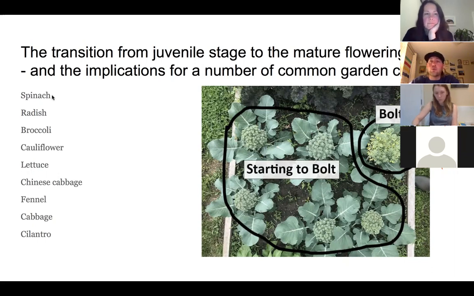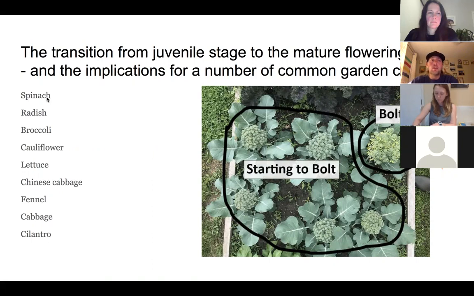They will transition from the juvenile stage to the flower stage really, really quickly. And if we don't see the first initial signs of this transition, then these plants can get bitter, they can get pithy, unpalatable, and harder to harvest. I'll just talk about spinach and radish right now.